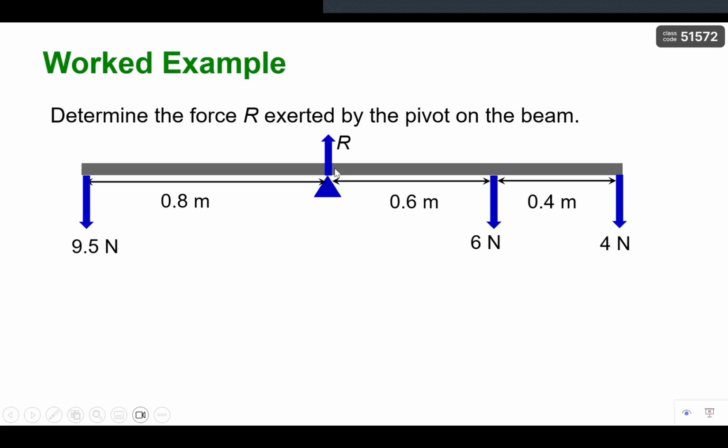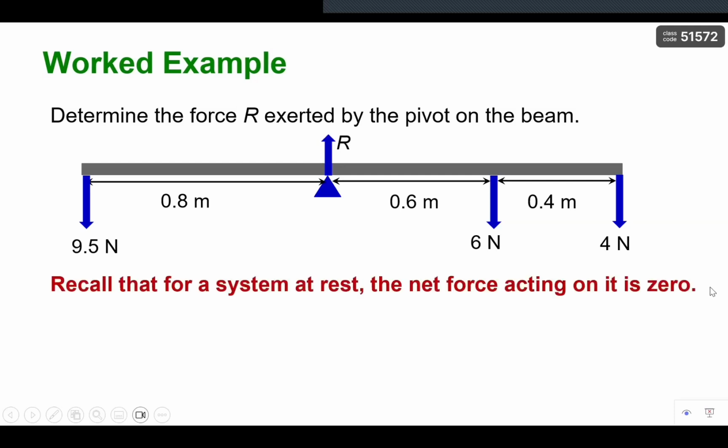So this rod will not move up. This rod will not move down. This rod will remain stationary at this pivot. So we have this: the net force must be 0. So what does it mean? The forces are in upwards and downwards directions. So the upwards force must equal the downwards force.